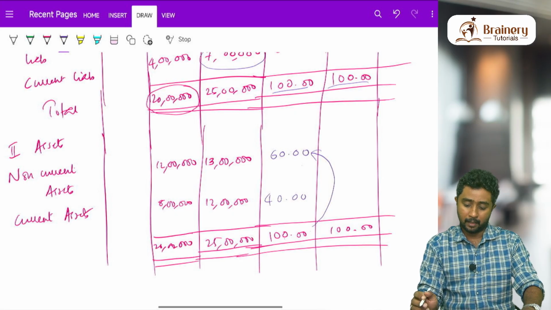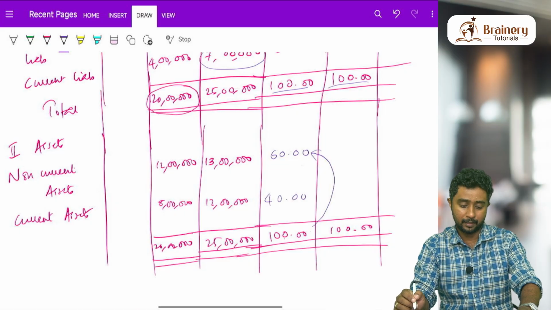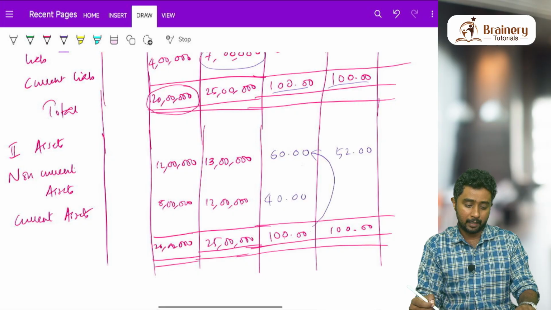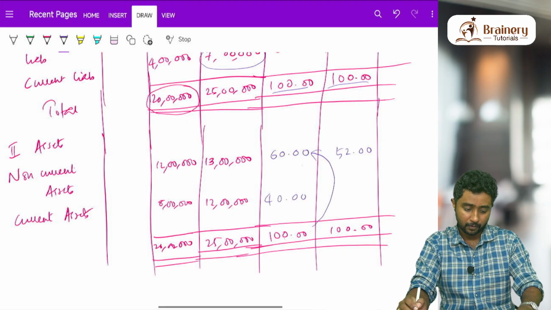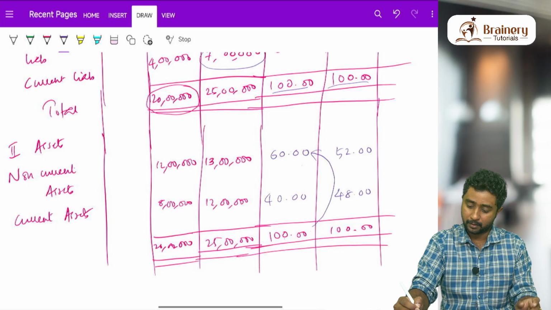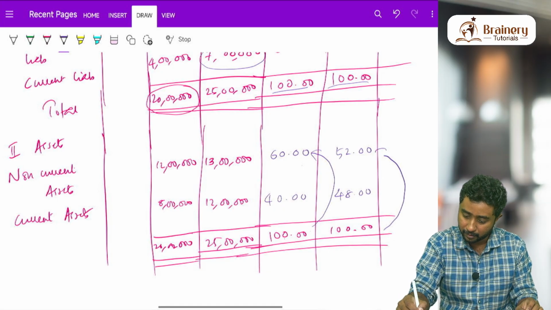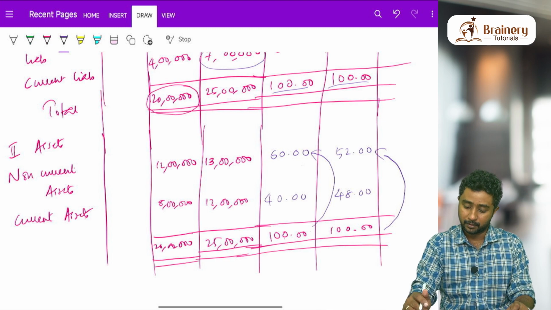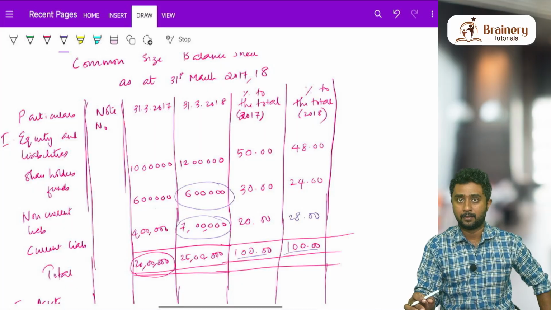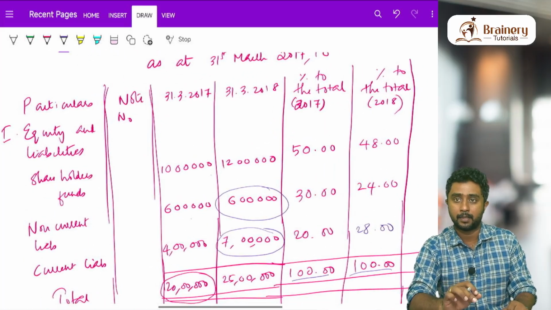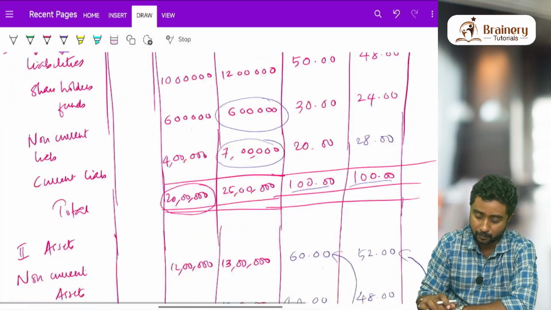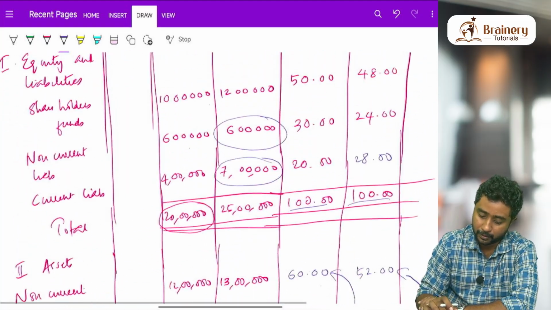And next is 13 lakh divided by 25 lakhs. You will be getting 52%. And next is 12 lakh divided by 25 lakhs. You will be getting 48%. Here also you can do 100 minus 52, and you will be getting 48%. Like this, we have to draw this statement, the common size balance sheet, not the common size profit and loss account. We will do a particular video on the common size profit and loss account, or statement of profit or loss, also. So this is how we have to prepare the common size balance sheet.